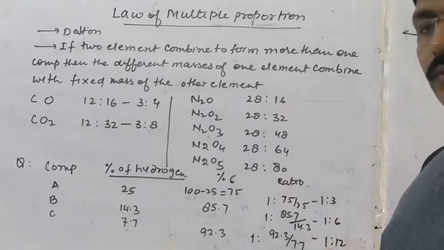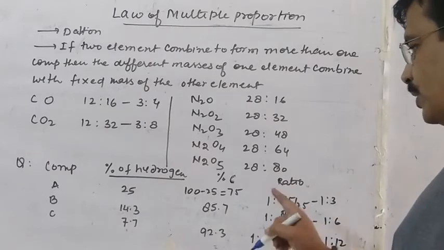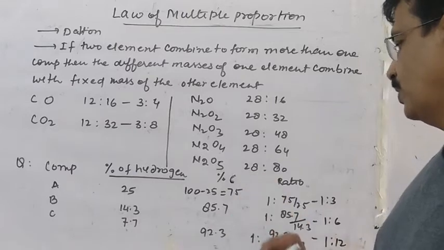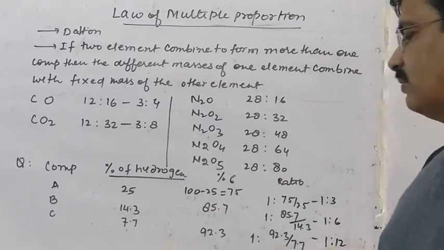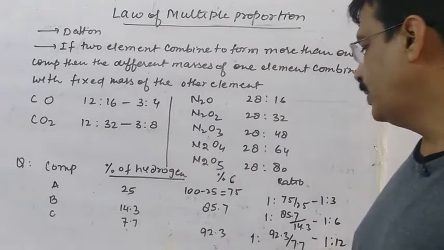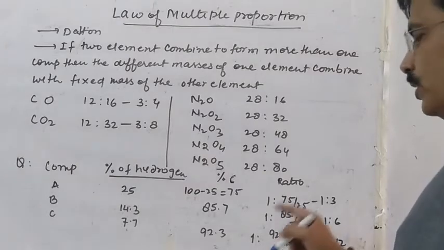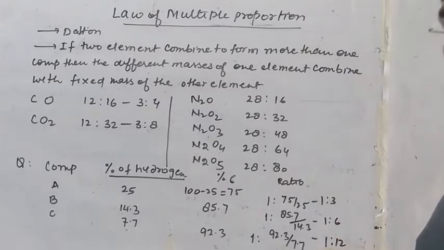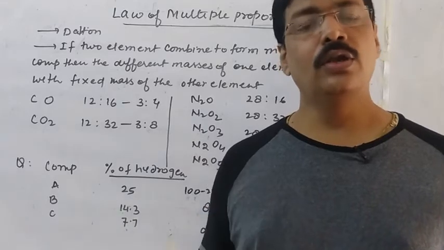I already told you that in the law of constant proportion, one of them changes into unit. So here we change hydrogen into unit and divide the other figures by it. 75 divided by 25 gives 3. 85.7 divided by 14.3 gives 6. 92.3 divided by 7.7 gives 12. Clear, student? In this way one of them is constant and the second is always in a multiple form, 3:6:12. So it proves the law of multiple proportion.